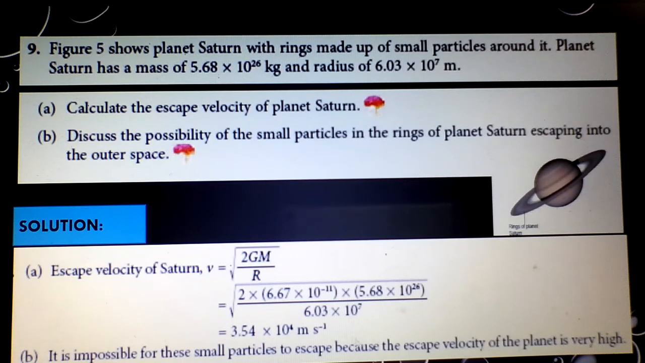For part B, in order for the small particles to escape from the atmosphere of Saturn, they must exceed the escape velocity of Saturn. From here we get a very large escape velocity, meaning it is impossible for these small particles to escape because the escape velocity of the planet is very high. The small particles are not able to achieve the escape velocity of Saturn, thus they cannot escape to outer space.